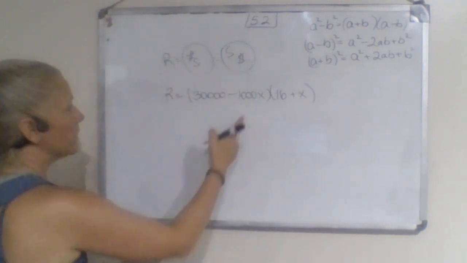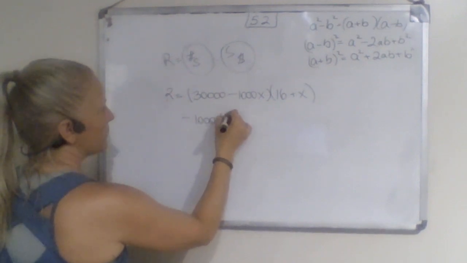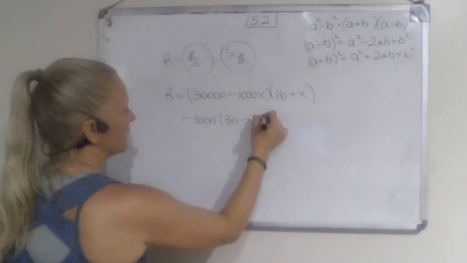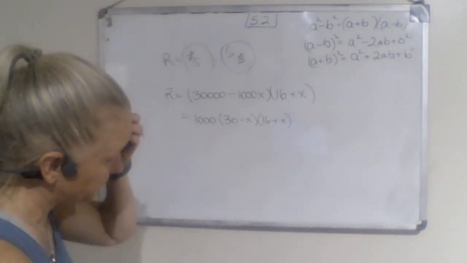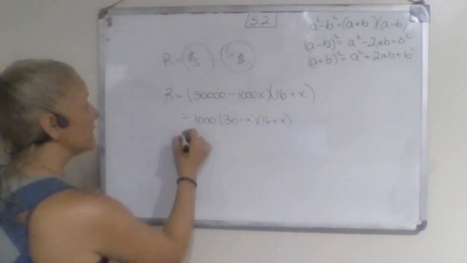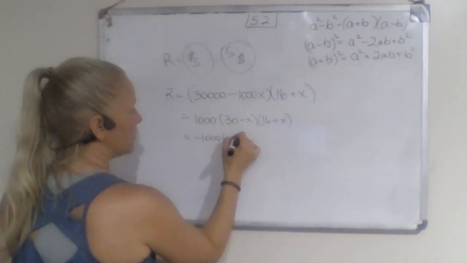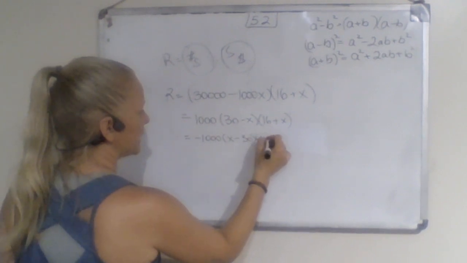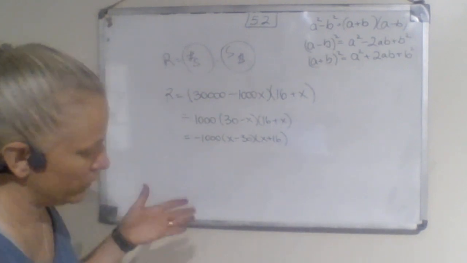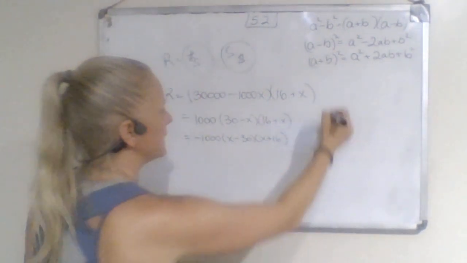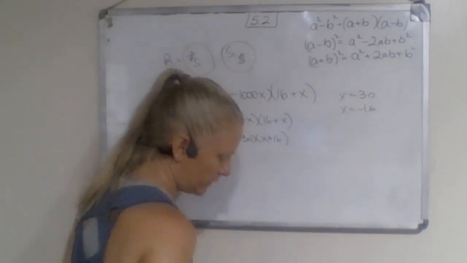Well, you can do that. You can pull the 1,000 out in here, and you end up with 30 minus x, 16 plus x, right? This is the two parentheses that you get. I can take that minus out to change the sign in here. Negative 1,000, x minus 30, x plus 16. Oh, no, x plus 16, sorry. And I know my two intercepts now. My x is 30 and my x is negative 16. These are my two intercepts, right?